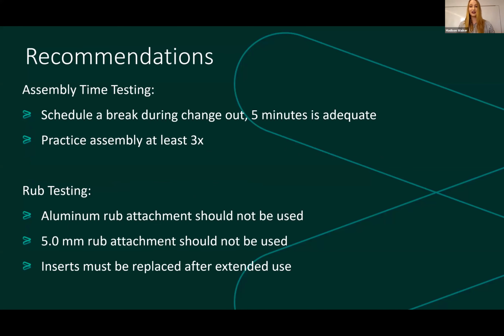Due to all this, we recommend the operator practice at least 3 times before they actually try this out in a class setting, and whenever they try this out in a class setting, to take a 5-minute break for all the students to leave the room so that they can put everything together. We also suggest that the aluminum rub attachment not be used due to the galling. We don't suggest the 5.0 rub attachment be used because of the damping that it added to the system. We also suggest that the inserts be replaced after extended use.